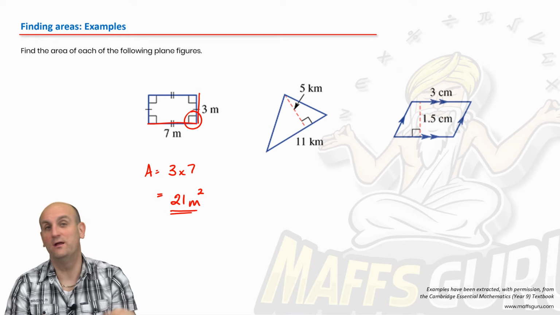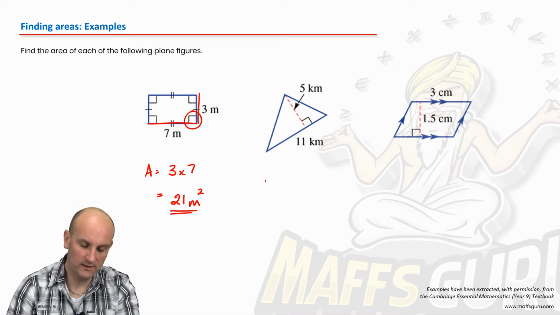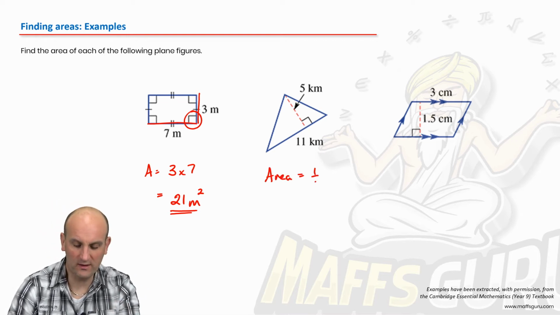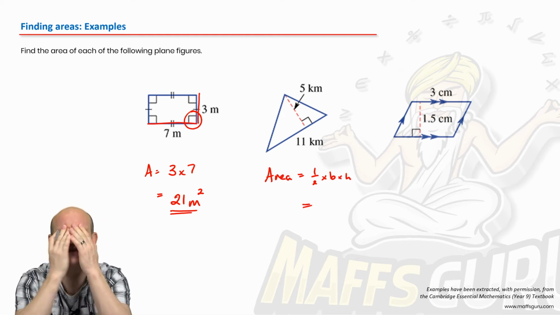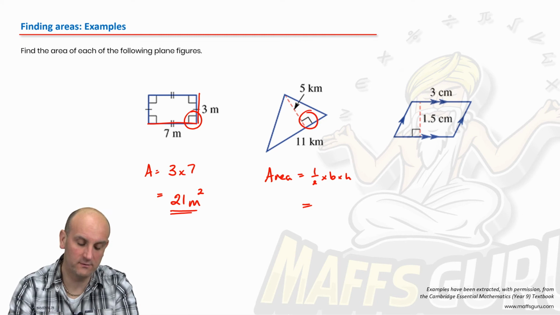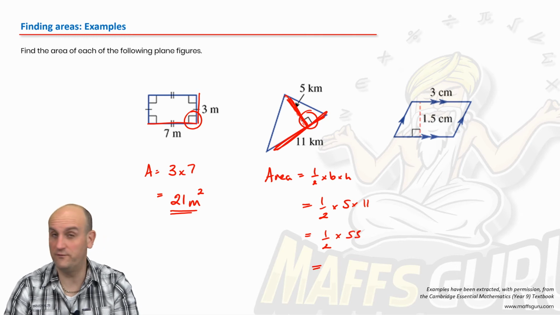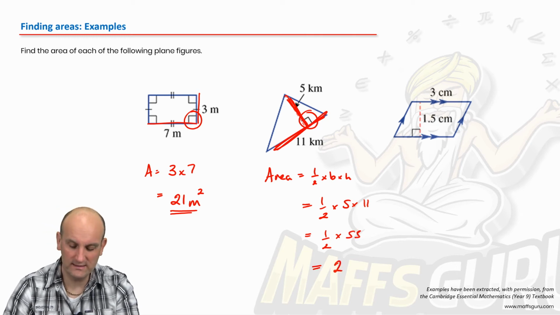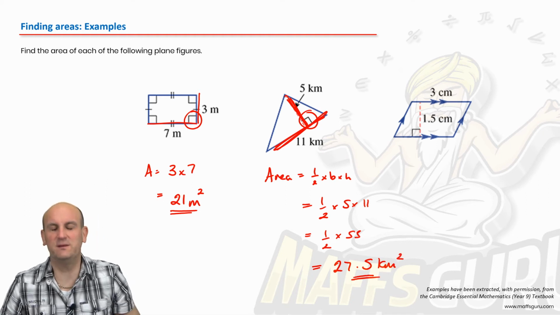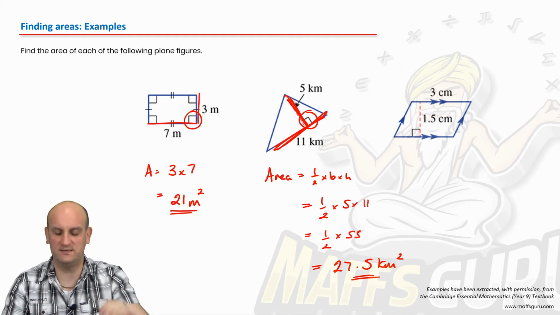What shape do we have here? Triangle, mais oui. So we know the area here is a half times base times height. Which one's the base? Which one's the height? It's too confusing. Look for the right angle. There's the right angle. It connects that line and that line together. So it's a half times 5 times 11, which is a half of 55. And what is a half of 55? It is 27.5 kilometers squared. When I took this to my year 9s, there was some debate over this, but thankfully we got to 27.5.